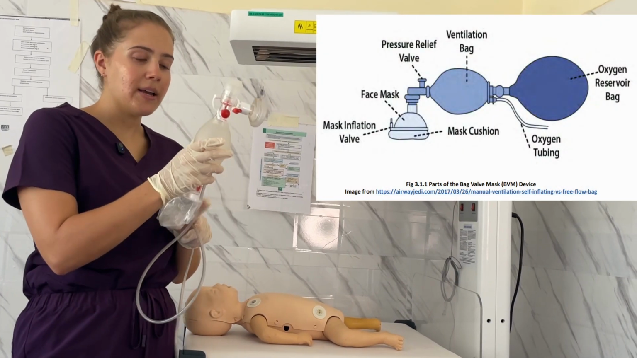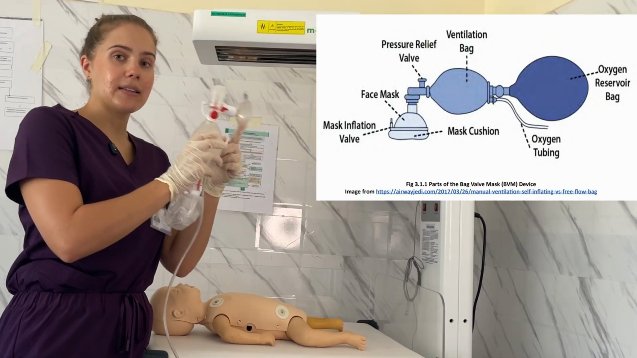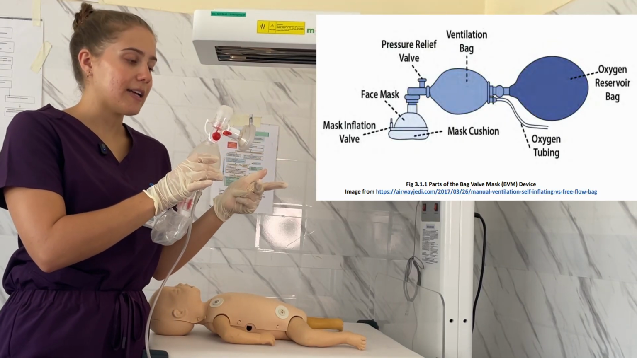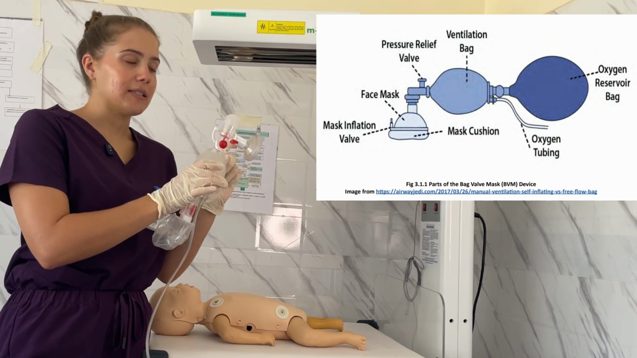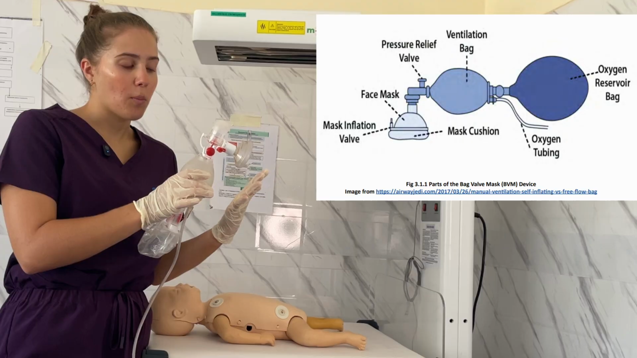So we'll walk through the pieces of an Ambu bag. To start, you have the mask. This comes in different sizes. There's preemie, neonatal, and infant size masks. So you always want to make sure that it's the correct size. It covers their nose and their mouth, and it's not too big or small.